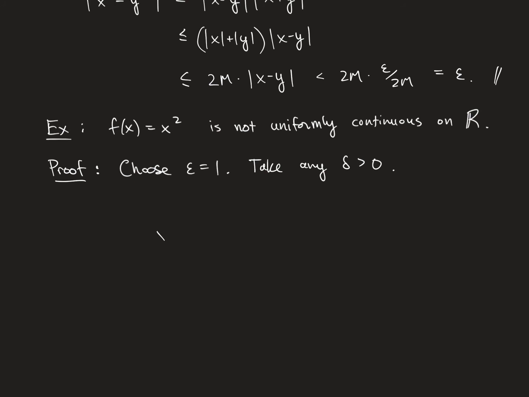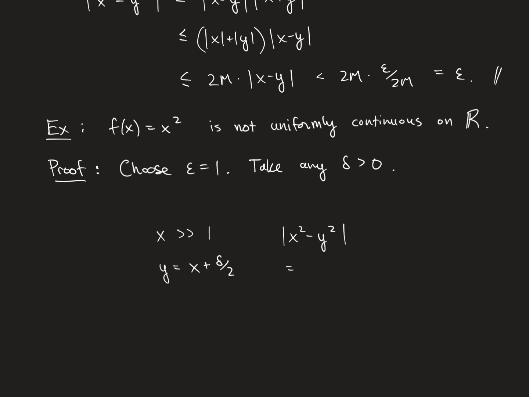So what we can do is we'll take x to be some large positive number. Right, so we'll take x to be very large. And y is just going to be x plus delta over 2. Okay, so y is going to be within delta over 2 of x, and then let's just look at x squared minus y squared, the difference between the outputs, to figure out what this x should be.